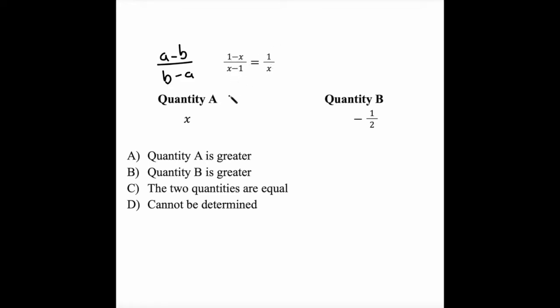So we can rewrite this as negative 1 is equal to 1 over x. Multiply both sides by x to get rid of the denominator there. I find negative x equals 1. So x equals negative 1. Great. So if x equals negative 1, and that's quantity A, and quantity B is negative 1/2, negative 1/2 is greater than negative 1. It's to the right of it on the number line. So the answer here is B.